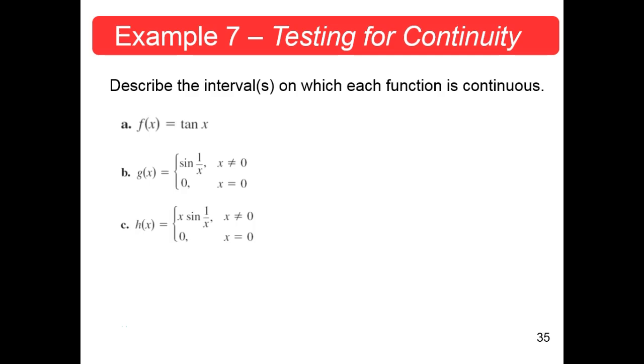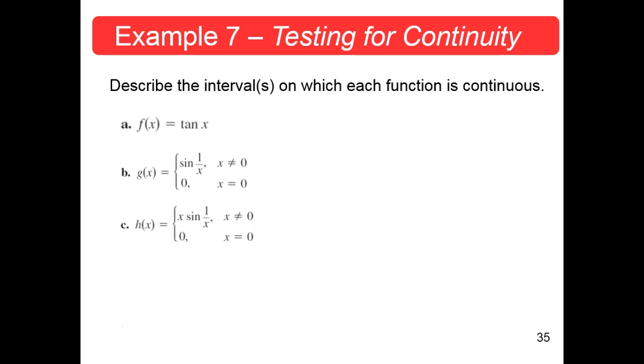So here's example 7. And again, here it says, describe the intervals on which each of these functions are continuous. Where is tangent continuous? Except what? Half pi's, exactly, okay? All real numbers x as long as x is not a multiple of pi plus or minus n pi, okay, plus n pi.